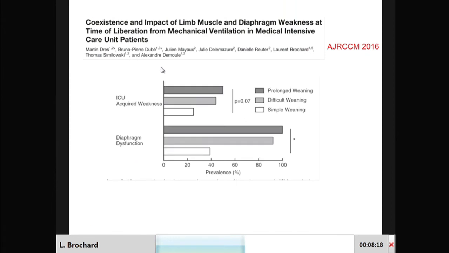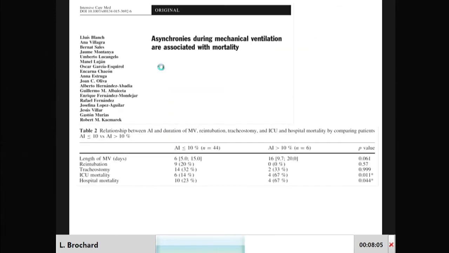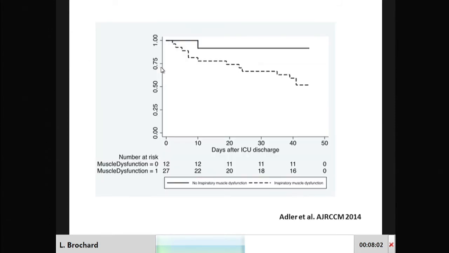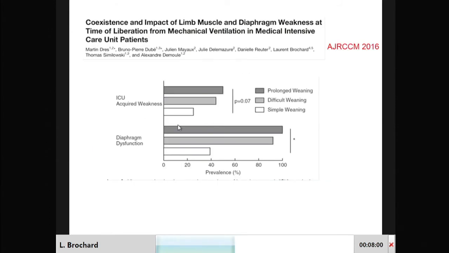So the third question he addressed is, does this impact the weaning success or failure? And the answer is yes. There is a very large impact. This is one way to present it. These are the 3 categories of weaning, let's say simple, difficult, and prolonged weaning. And you see the prevalence of diaphragm dysfunction in simple weaning, in difficult weaning, and prolonged weaning.